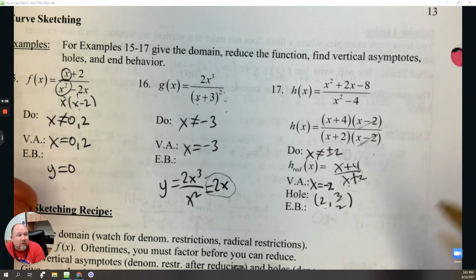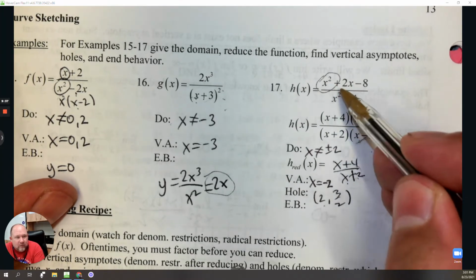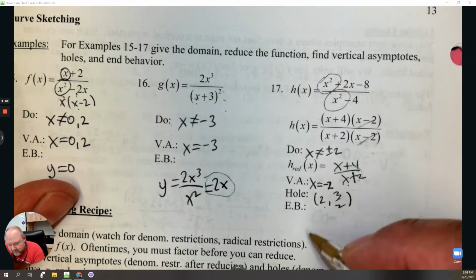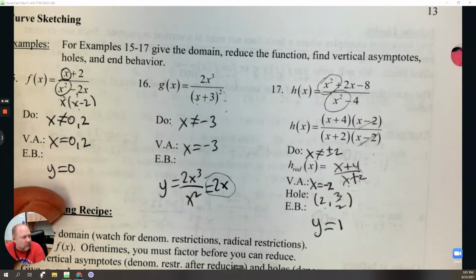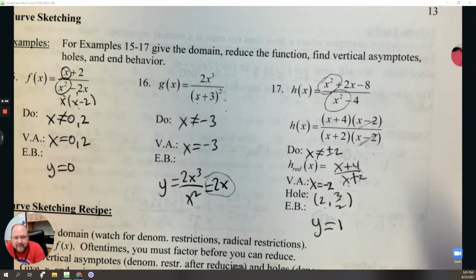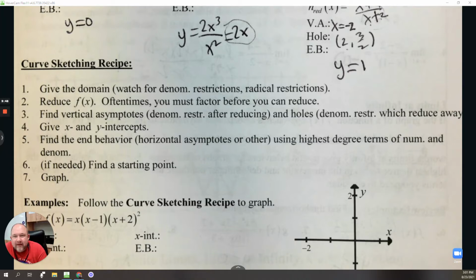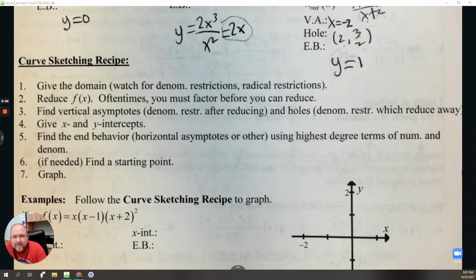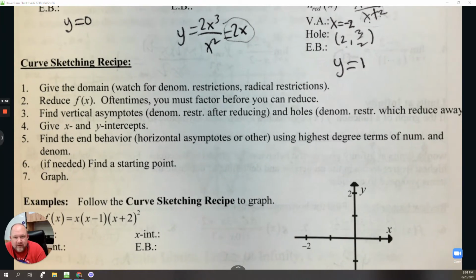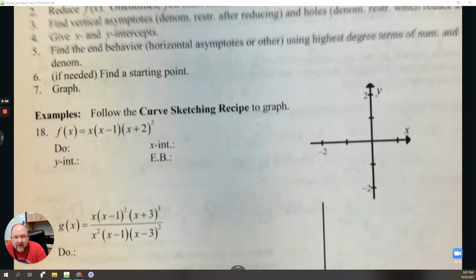And then the end behavior are the power terms. So x squared divided by x squared, that's 1. So the end behavior is 1. All right, let's keep going. Give the domain, reduce it down, find the asymptotes and intercepts and behavior, and graph it. All right, here we go.